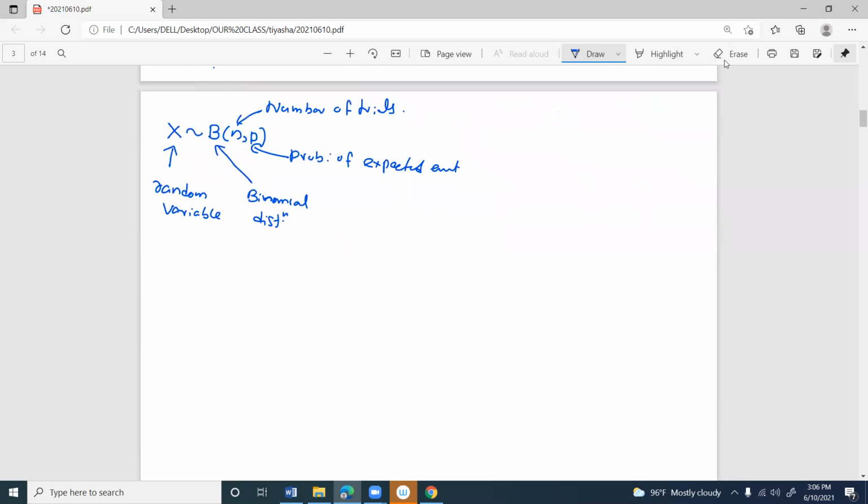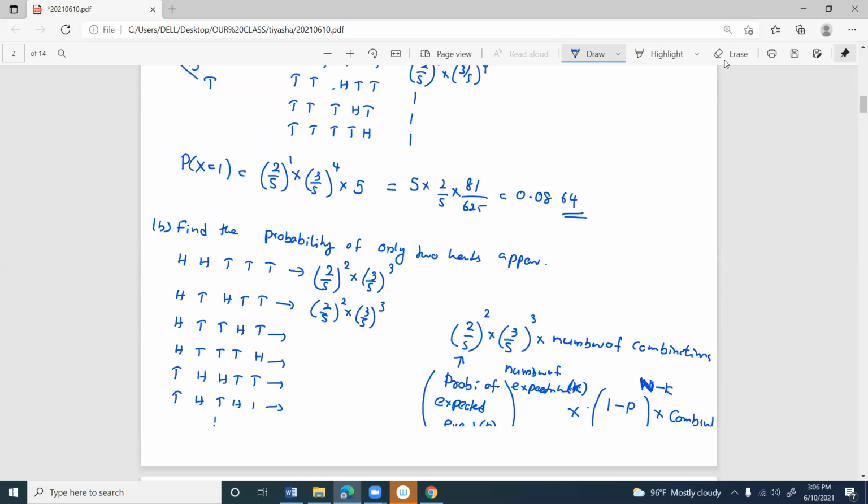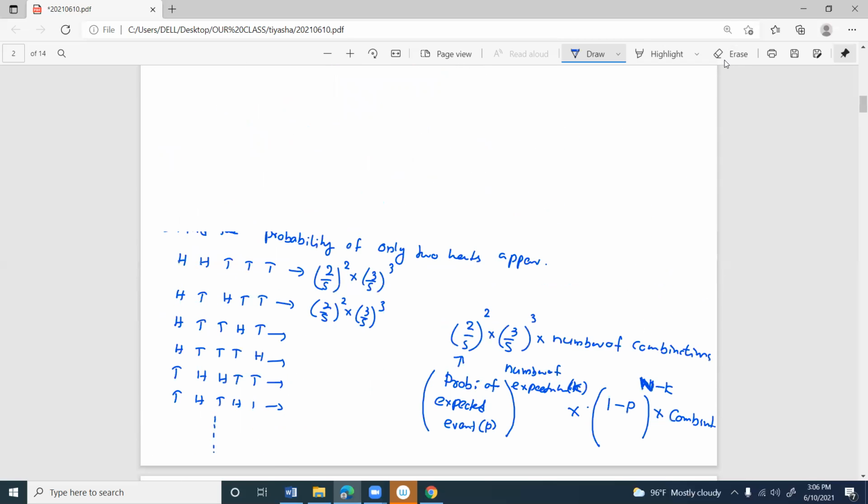This is the distribution. If so, you can write the probability of X equals k is equal to nCk, from this equation you get the combinations, into p to the power k times (1 minus p) to the power n minus k. This is the formula to get the binomial distribution. When you work out the question, we'll understand this situation. Over here, I am going to explain the same question with this methodology. So you can take this as example 1.